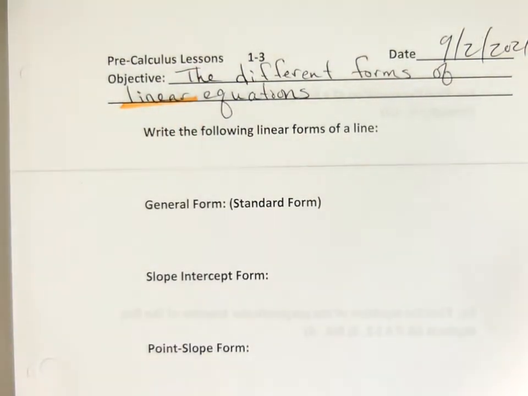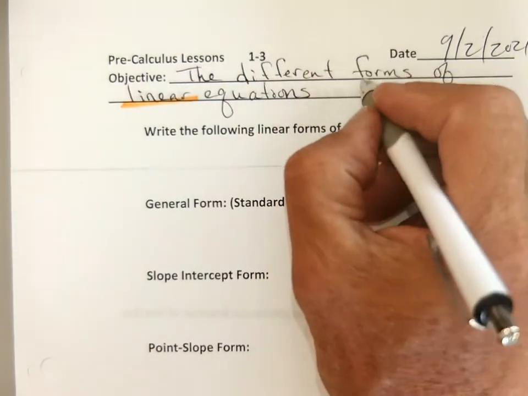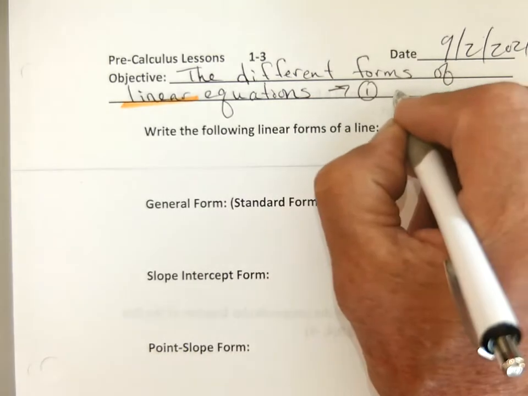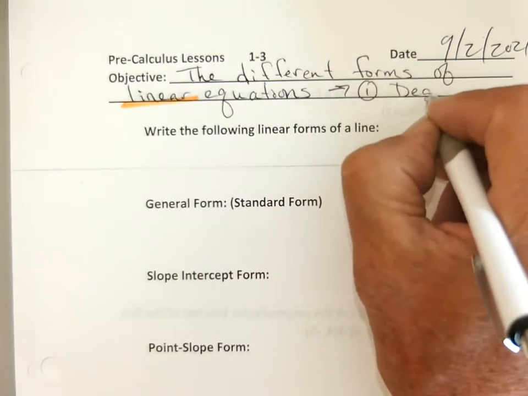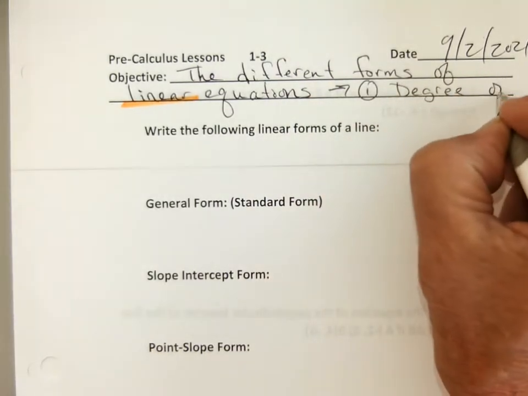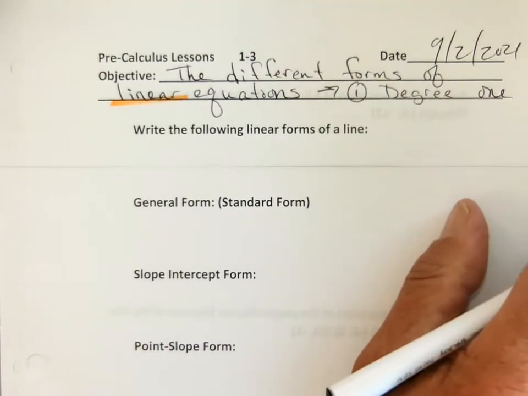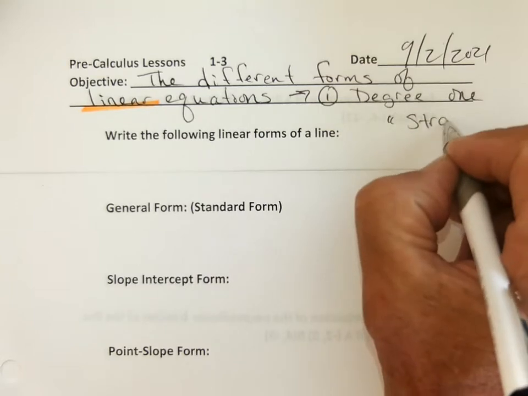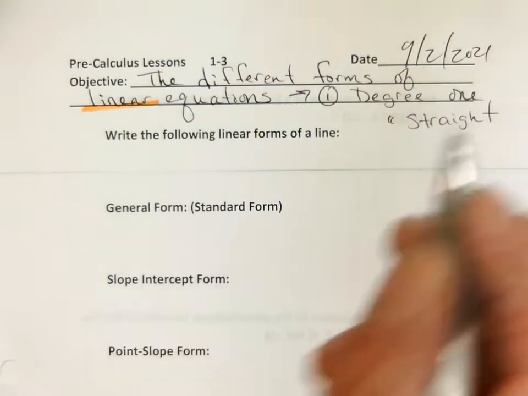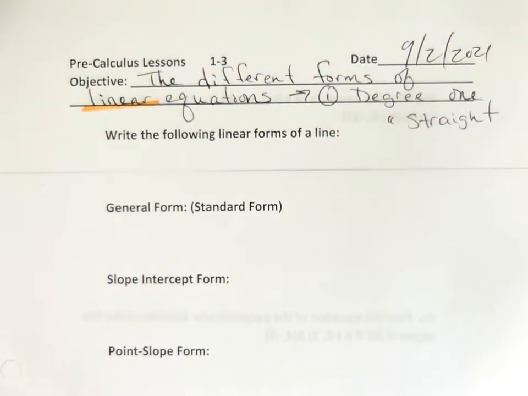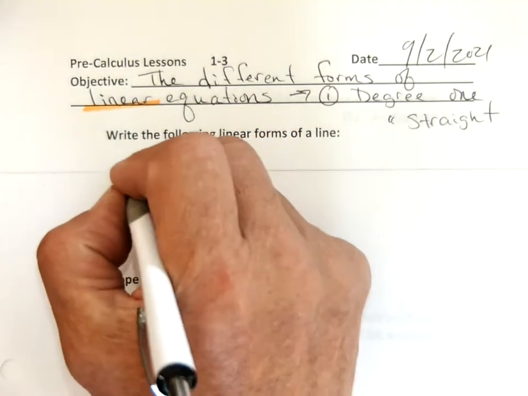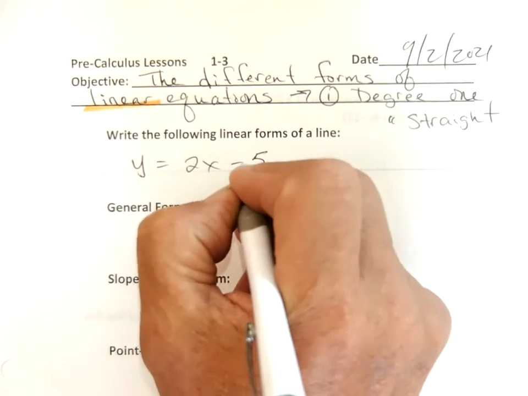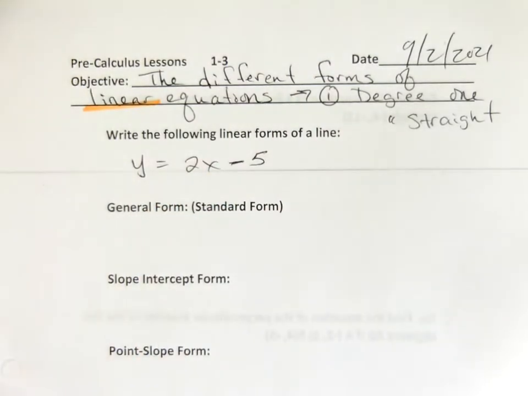And what I know about any linear, if it's linear, two things. One, it's got to be degree 1. And the second thing is it's going to be straight, because it's degree 1, okay? So we've seen on our warm-up y equals 2x minus 5 was our warm-up, right? You guys remember that? That's linear.